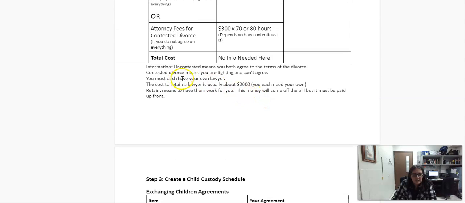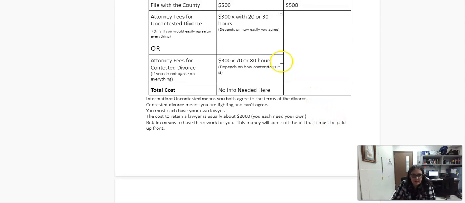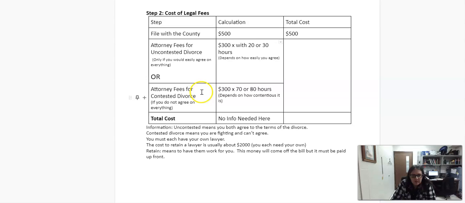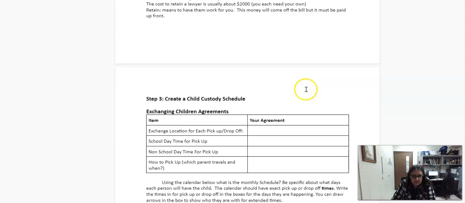You have to each have your own lawyers, and then usually you also pay like $2,000 ahead of time. It's what's called a retainer, and it goes towards the payment, but you have to pay it up front. It's expensive to get a divorce. It's very expensive. Contested is even more, and I can tell you, I had a contested divorce. I went to court and everything, and it was astronomically expensive. You want to avoid that if at all possible.